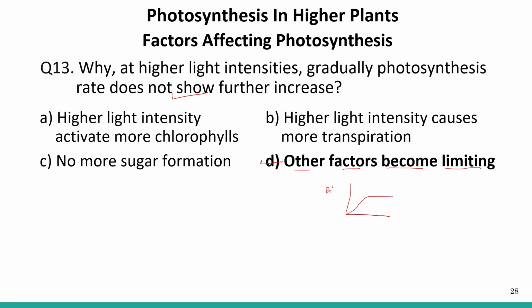Okay, we can draw here rate of photosynthesis. Here we have light intensity. Okay, so as we move up, initially the photosynthetic rate increases, but later on, in this region, photosynthesis stops or becomes stationary. Why? Because the other factors become limiting. Alright, other factors can be carbon dioxide, water, or temperature, anything.